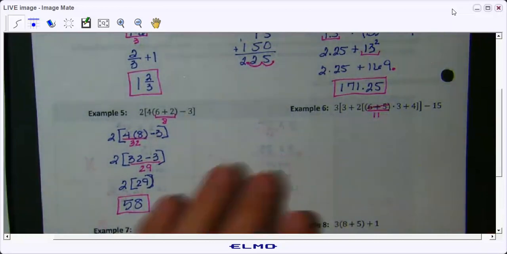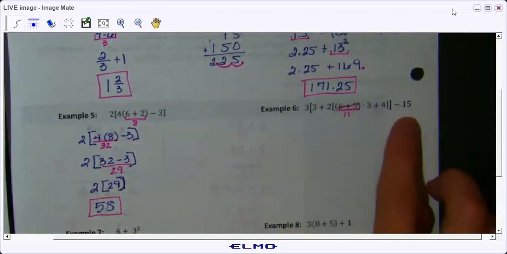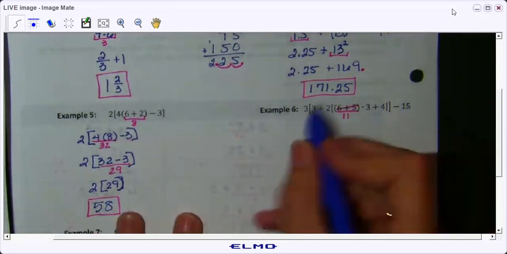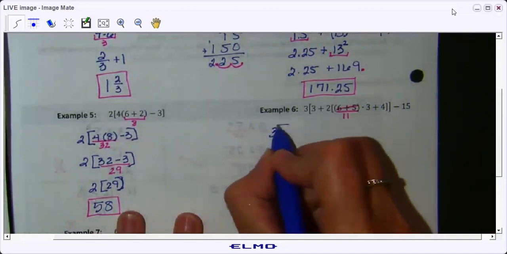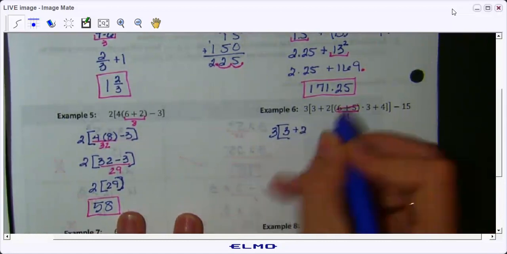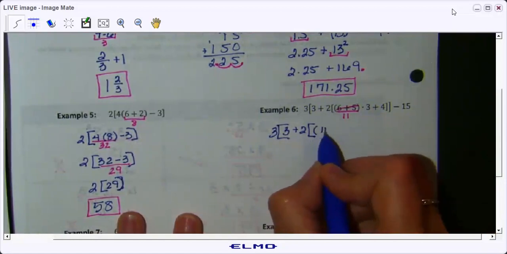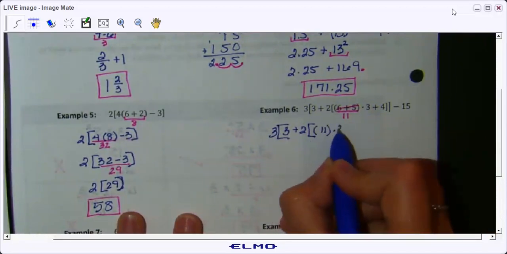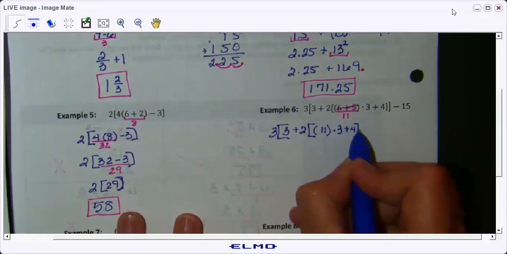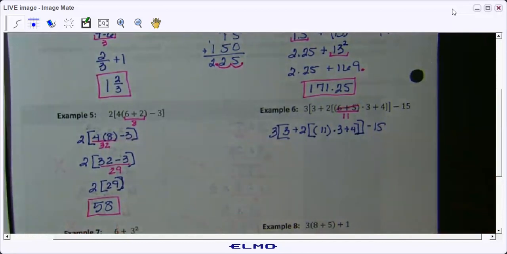So I'm going to rewrite everything. And what I noticed when I was walking around is that some of you were forgetting to tack on that minus 15. So we can't forget to write everything out. So we have 3 bracket, and we have 3 plus 2. And then after that 2, we have another bracket. And then we have a parenthesis 11 times 3 plus 4 in bracket minus 15. This can get very, very confusing. So go slow, spread out your work, go step by step. Don't skip your steps.